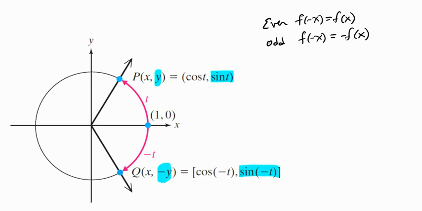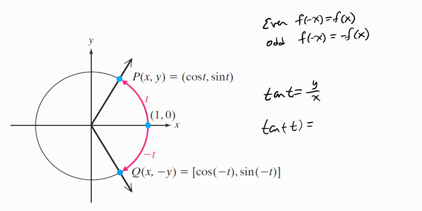So what does that mean for tangent? Now, if we take a look at tangent, the tangent of t is supposed to be our y over our x. So the tangent of negative t is going to end up being negative y over x. And so we're essentially seeing here that the tangent of negative t equals the negative tangent of t, meaning that this is also going to be an odd function.